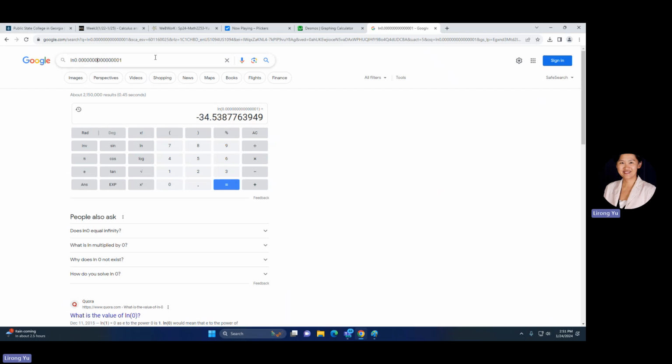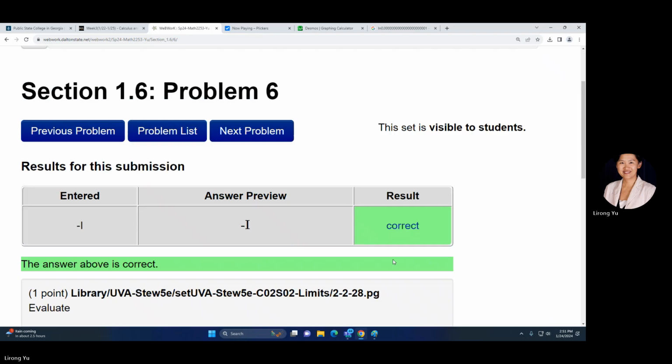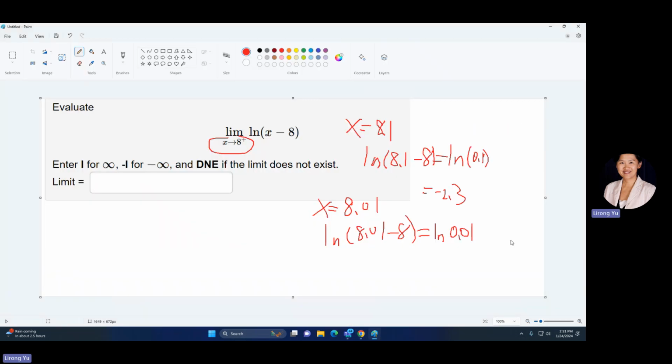Logarithm is funny. The ln function is getting bigger and bigger in magnitude, but it's not that fast. Yeah, it's logarithmic. It's even slower than a polynomial or a linear function. So it's a really slow change, but it's changing in that direction anyway. So we would say negative infinity. That's the result I get from entering numbers that approach 8 from the right side of 8.